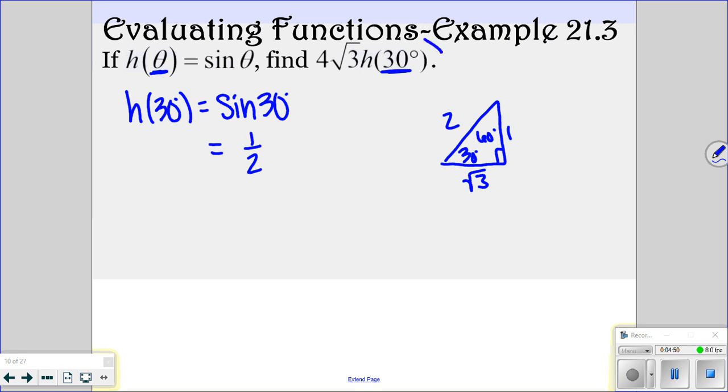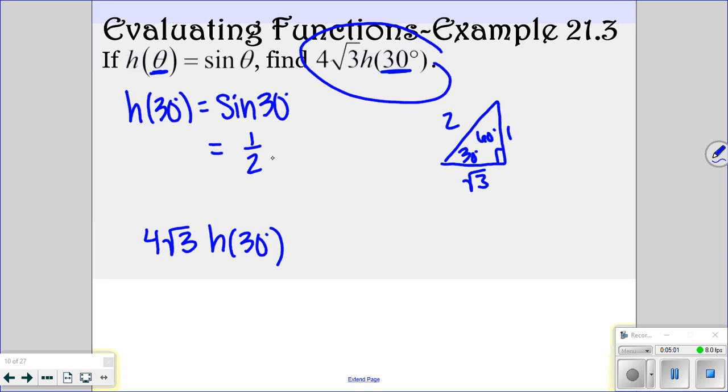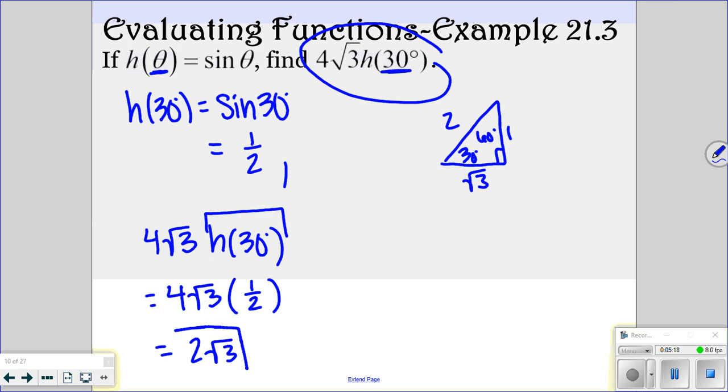So coming back to this right here, we have 4 square root of 3, and then we have h of 30 degrees. We found that h of 30 was 1/2. So instead of h of 30, we're going to put 1/2. So we'll have 4 square roots of 3, and then we'll have a 1/2. And then if you multiply those two together, you're going to end up with 2 square roots of 3. And so that would be your answer for that one.